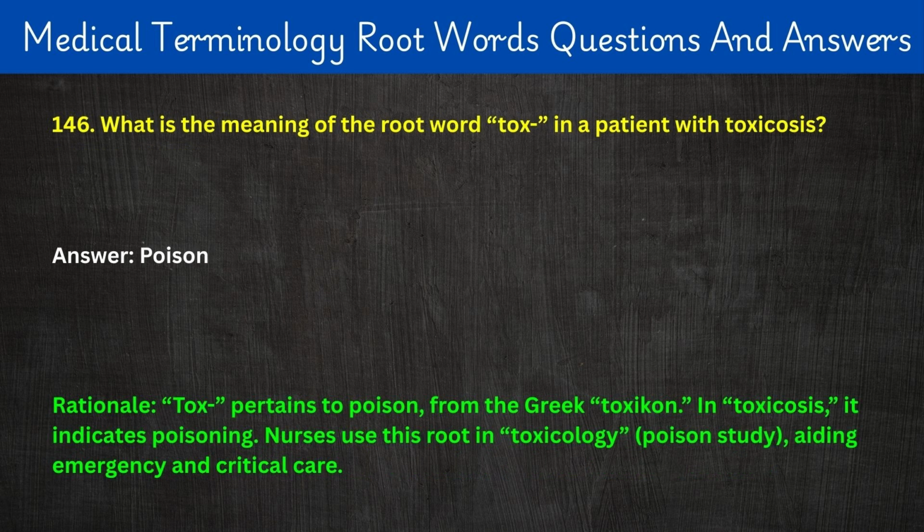146. What is the meaning of the root word tox- in a patient with toxicosis? Answer: poison. Rationale: Tox- pertains to poison, from the Greek toxicon. In toxicosis, it indicates poisoning. Nurses use this root in toxicology, poison study, aiding emergency and critical care.